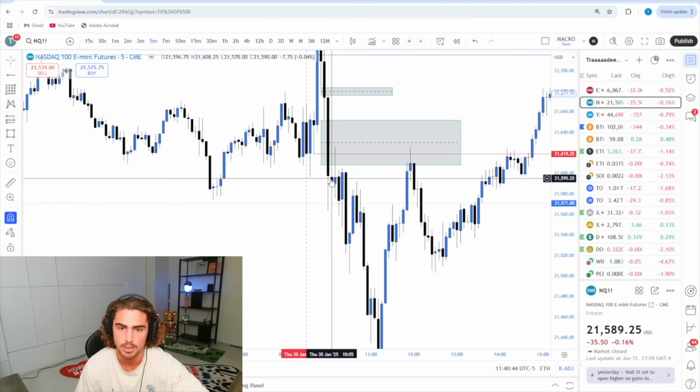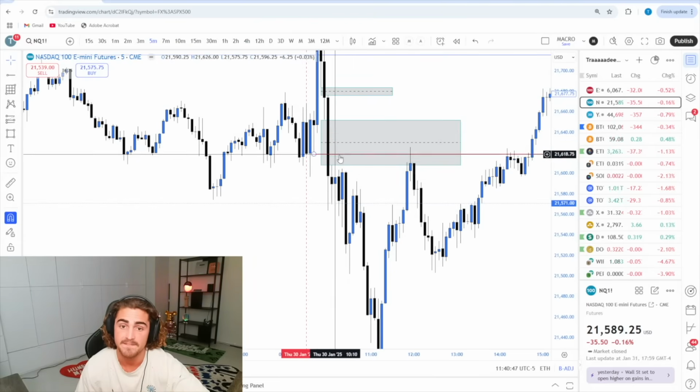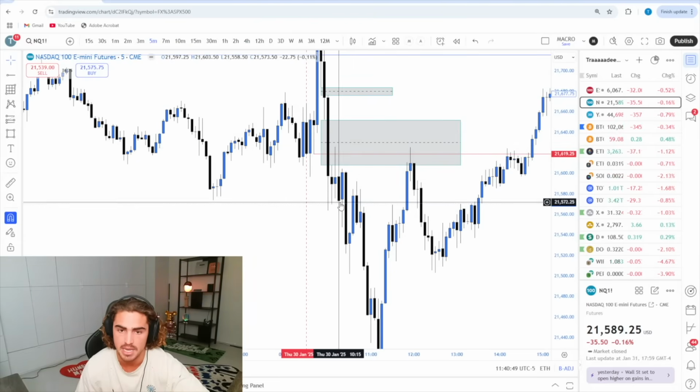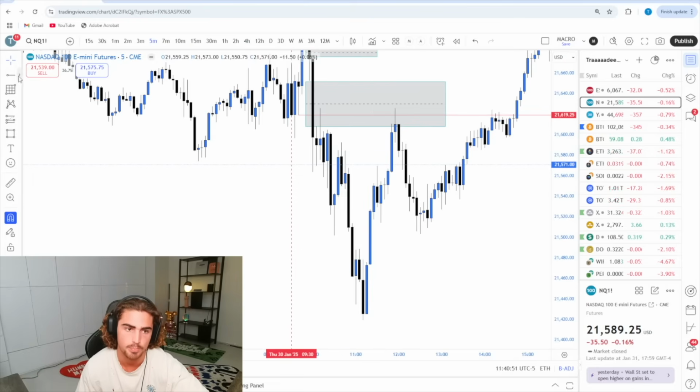What do we see price do? It comes in, it fills that imbalance, and then we see selling pressure out of it, and then what do we see price do? Boom, a huge move to the downside.